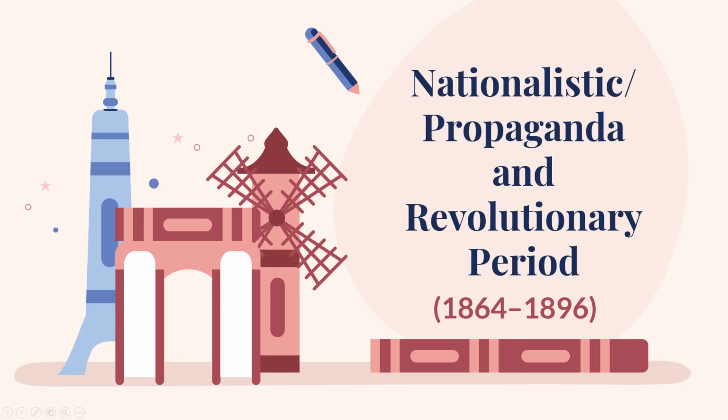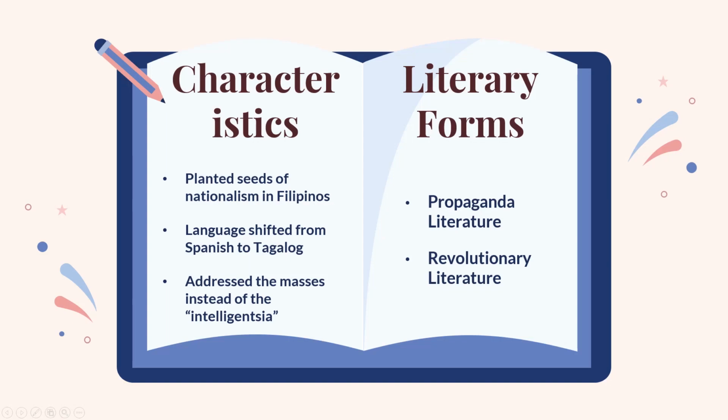The third one is the nationalistic or propaganda and revolutionary period, from 1864 to 1896. The characteristics of literature in this period are, it planted seeds of nationalism in Filipinos. The language shifted from Spanish to Tagalog. And lastly, it addressed the masses instead of the intelligentsia. The literary forms under this period are the propaganda and the revolutionary.